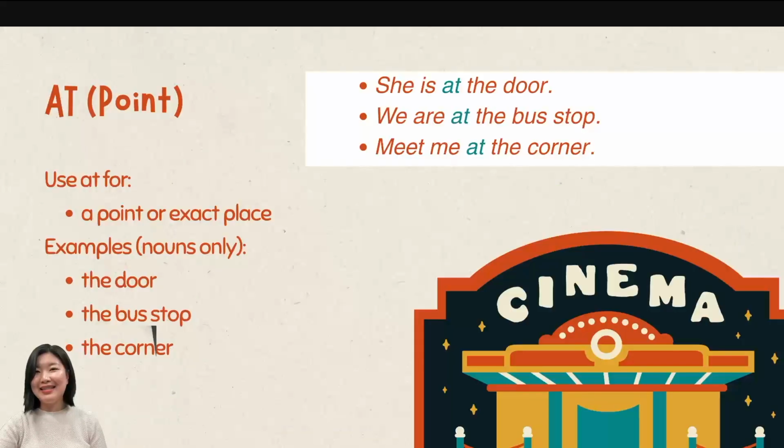And lastly, at. At is used when you're talking about a point or exact place. For example, like the door, the bus stop, the corner. So let me read you a sentence example. She is at the door. We are at the bus stop. Meet me at the corner.